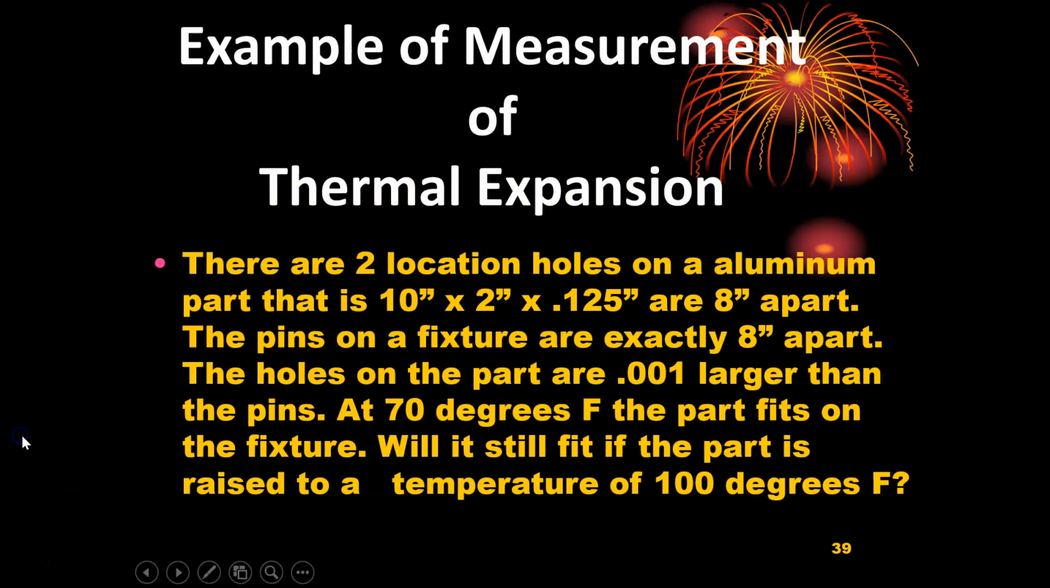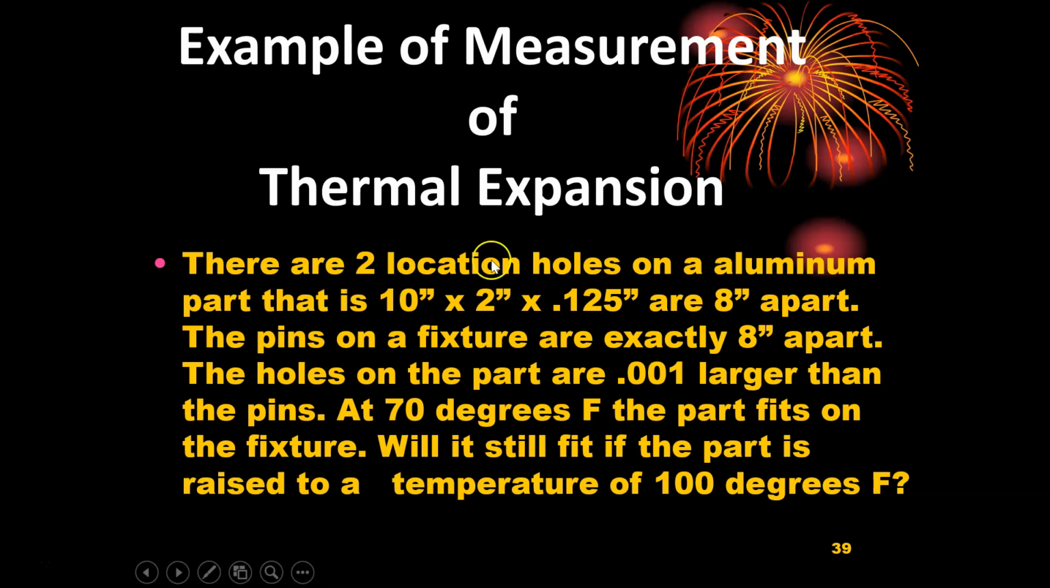Okay, so let's do an example, a real life example of how thermal expansion can affect a fixture that we're using. So we know that alpha, the A, is the coefficient of thermal expansion. And so we'll have to look that up. The material is aluminum, so we look on our chart, and aluminum is 12.8 times 10 to the negative 6. So what we're looking for is the change in length.